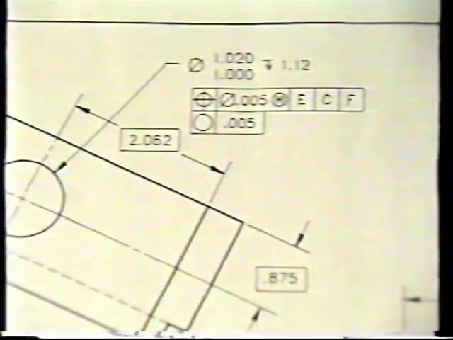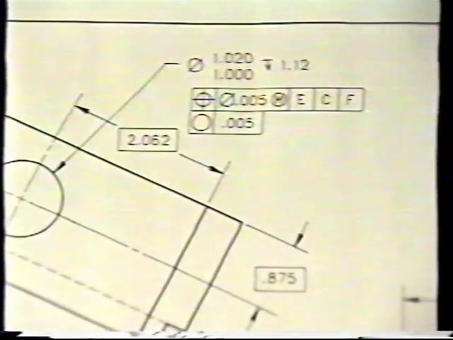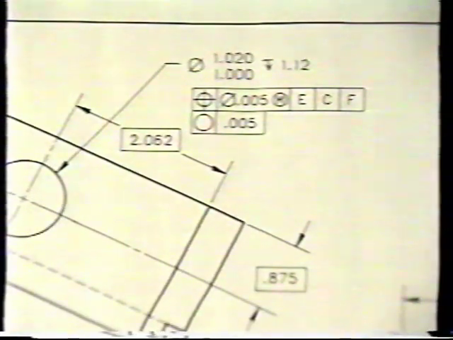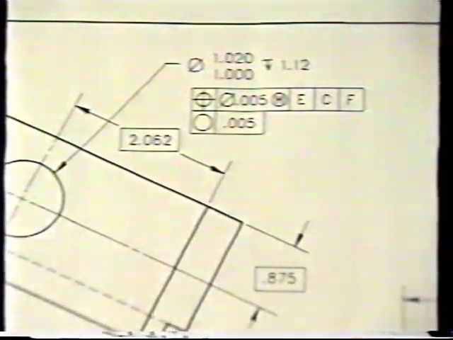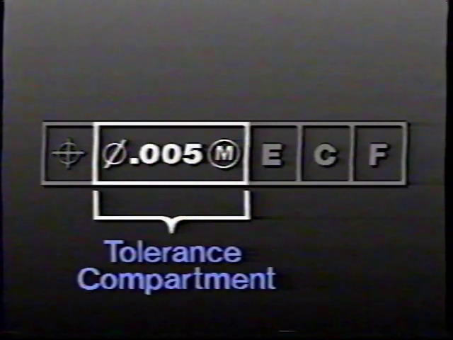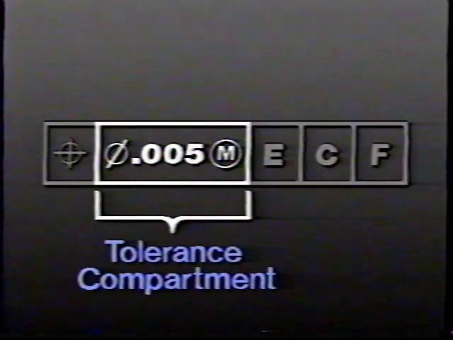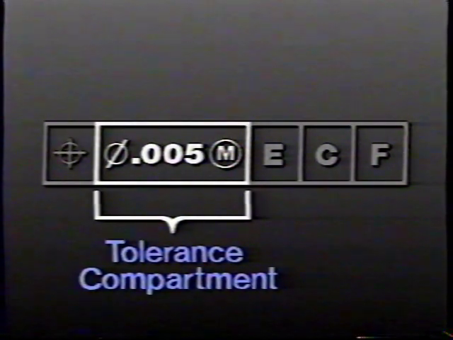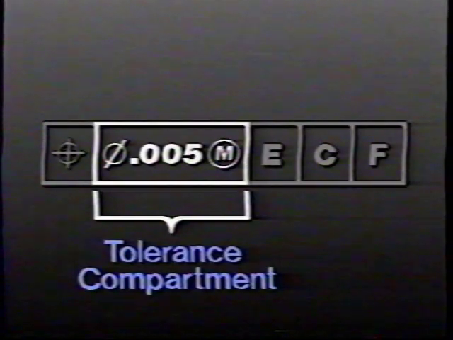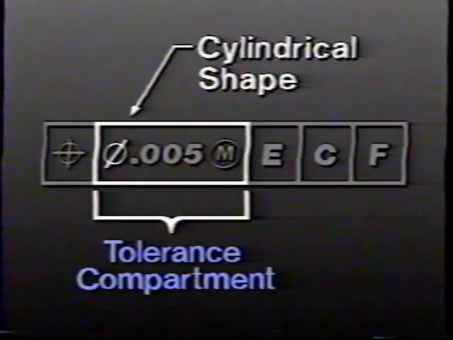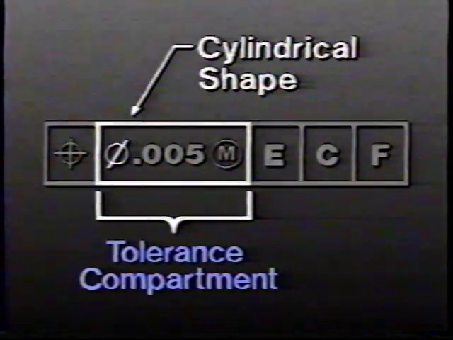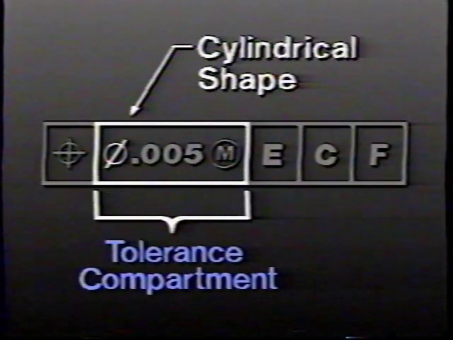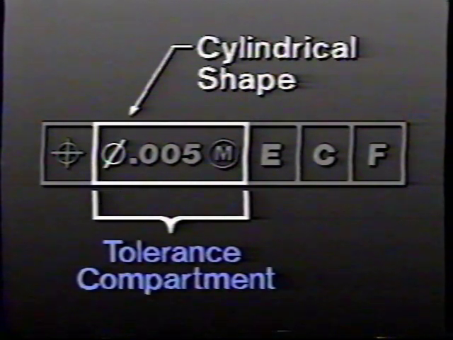Now that we've identified the geometric characteristic symbols, let's move on to the next compartment of the feature control frame. As you'll recall, the second compartment of the feature control frame contains information about the geometric tolerance zone. This is a diameter symbol. It signifies that the shape of the geometric tolerance zone around the feature is cylindrical.